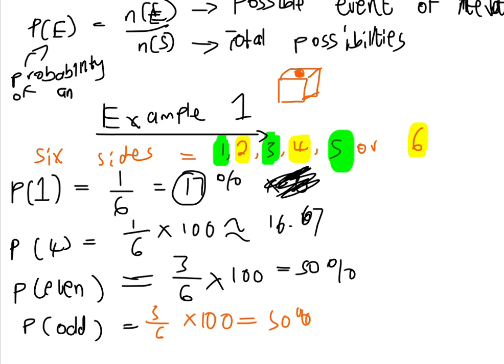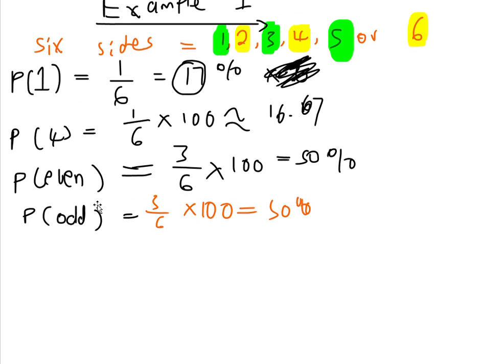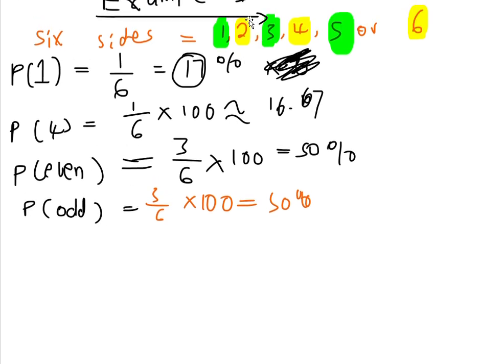Okay? So this is how we can calculate the probability of me getting an even number. You just have to check how many even numbers exist on that die. If there are 3 of them, then take 3, divide by the sample space or the number of possible events that can occur.